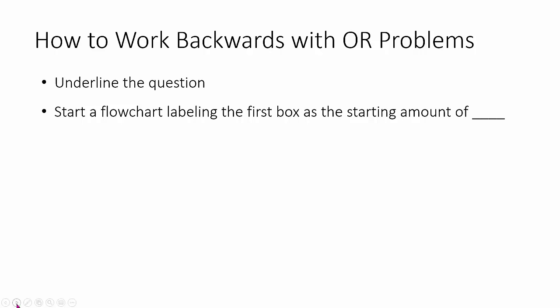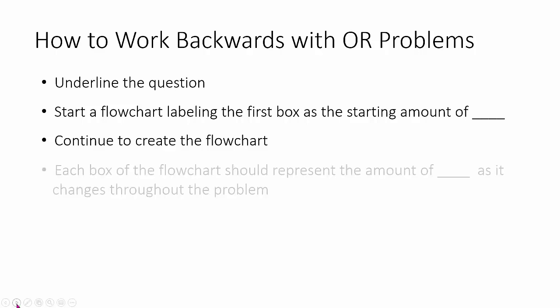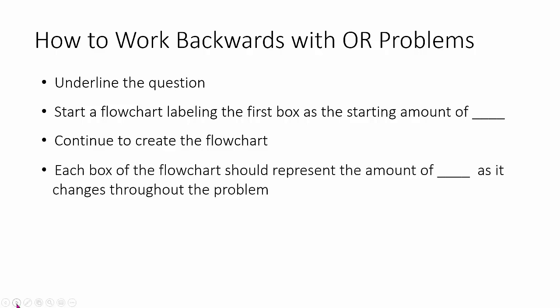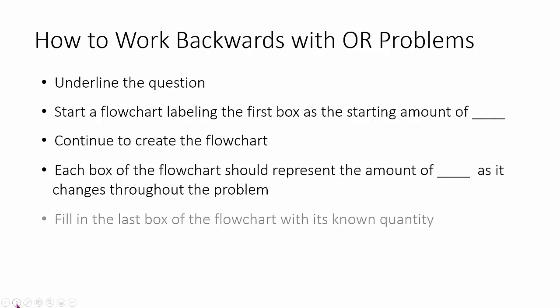It's some quantity. You're going to continue to create that flow chart, right, for as many steps that occur in the problem, recognizing that each of those amounts is still representing the same quantity, right? It's still representing the same amount of money, for example, as it changes throughout the problem. So that number can change, but it's still representing, for instance, the amount of money that remains.